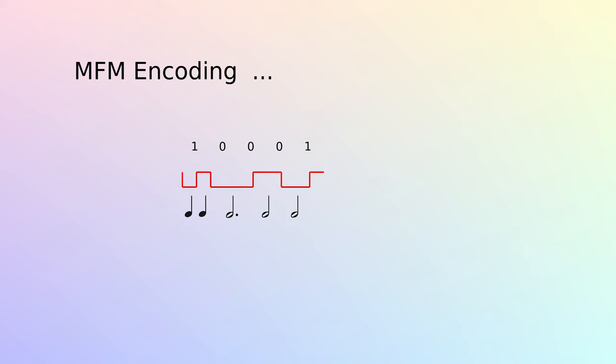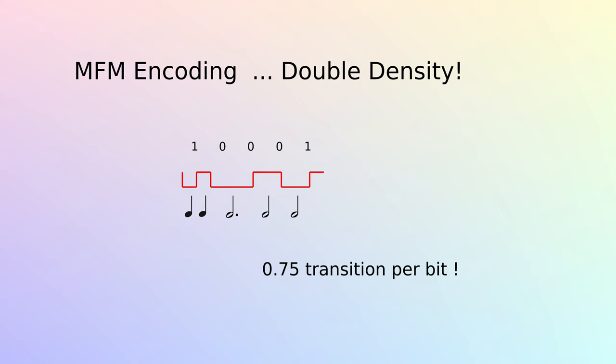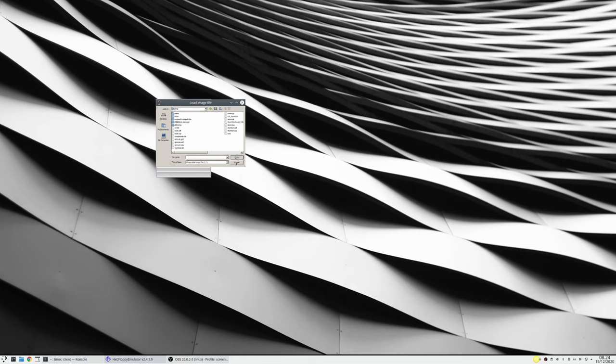So here, instead of encoding the information over two rhythms, we encoded it over three rhythms. It could be a transition of 1 bit, 2 bits, or 3 bits. So the mean of that is 0.75 transition per bit, which is pretty good. And because it doubles the density of the single density floppy disks, it is called double density. That's also the one we are using on the Amiga, for example.